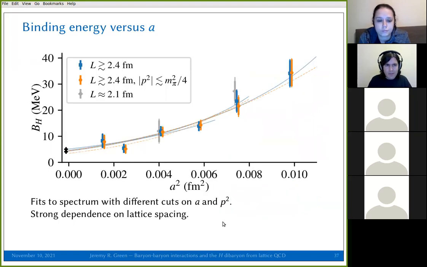So this is the main result showing the binding energy versus lattice spacing a squared. In the continuum, it's about 4.5 MeV, but you can see the huge change you get at non-zero lattice spacing. The coarsest one is about 30 MeV. And so all previous calculations of baryon-baryon scattering have been done at a single lattice spacing with an assumption, or at least the hope, that these effects are small. Unfortunately, it seems that they could be, at least in one case, quite significant.